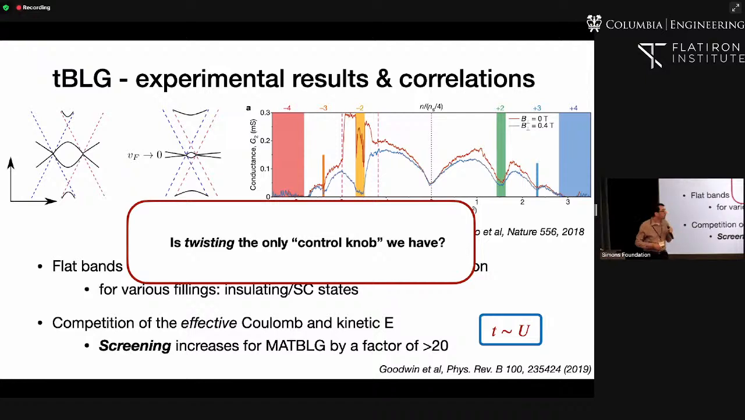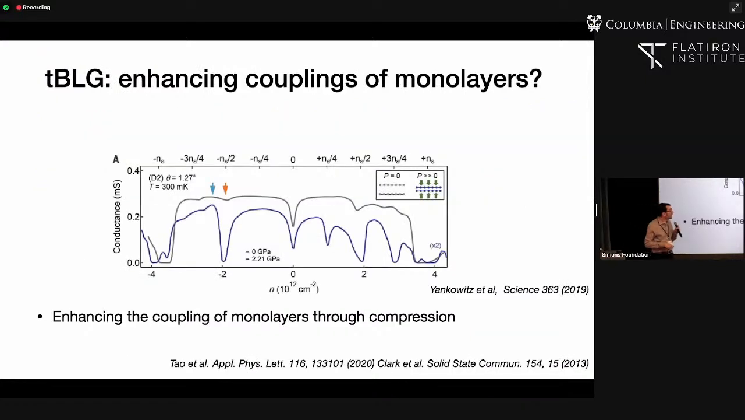Now the next question that our experimental collaborators had was, is twisting the only control knob we have? Well, not. It's close to home because Matt Yankowitz with Cory Dean's group at Columbia have done these beautiful experiments where they have shown that you can get away with much different twisting angles, but by applying pressure, you again create a strong coupling between those two monolayers. And again, in the measurement of conductance, you start to see these big dips that indicate a Mott insulating regime.